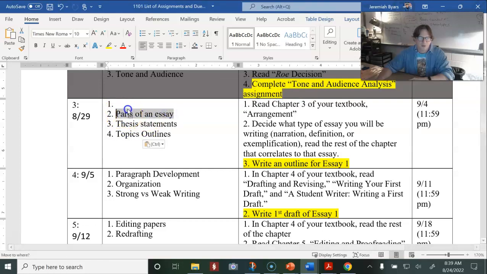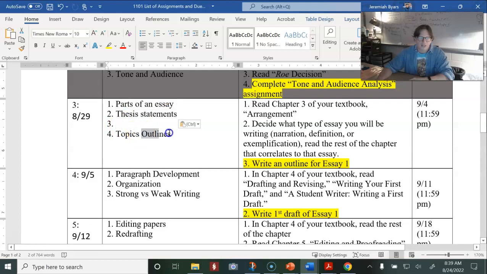Then we're going to go over thesis statements. And then we're going to go over outlines. I'm going to show you that. And then we're going to go over topics. Actually, you might go over topics before the outline.